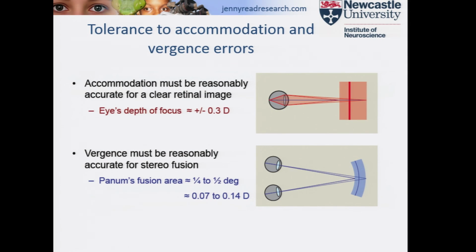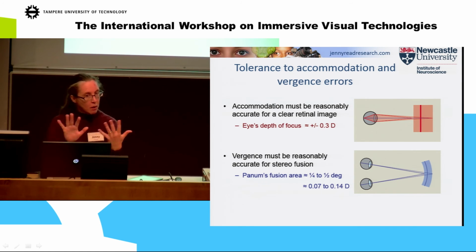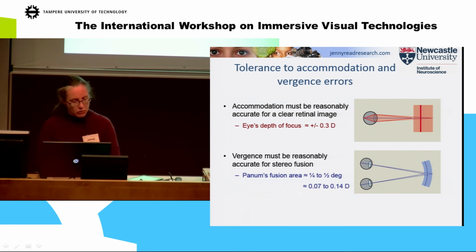Now, it works. 3D displays work because we have a reasonable amount of tolerance to accommodation and vergence error. So the eye's depth of focus is generally quoted as around plus or minus 0.3 diopters. So within this range, the image is going to appear relatively sharp. You're accommodating here, let's say, but on either side, the image is still going to appear sharp. And similarly, we have a range of binocular disparities that we can fuse, 0.07 to about 0.14 diopters. It depends on the stimulus properties and so on, so it's hard to give a precise figure. So images with this kind of range of depths are going to appear single.